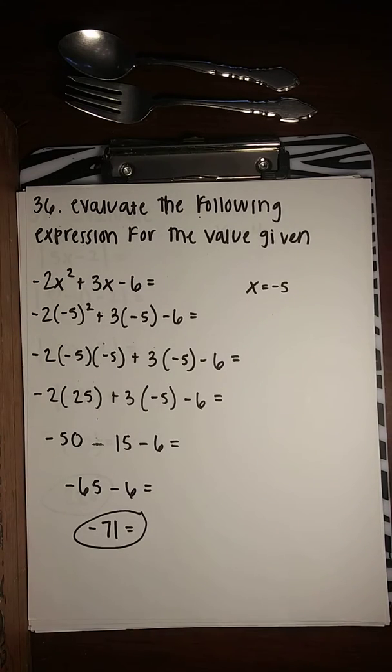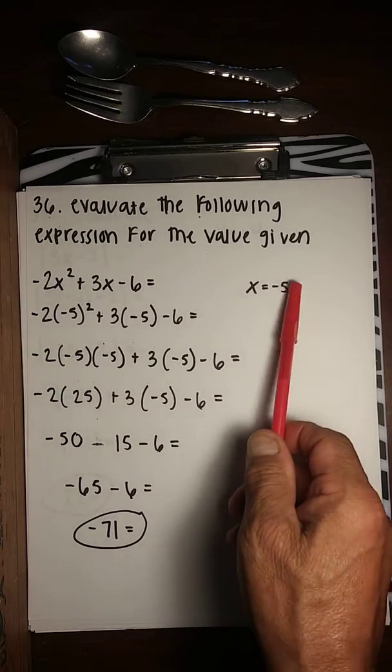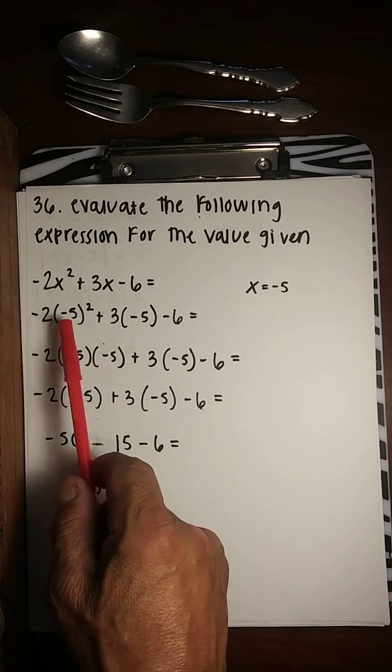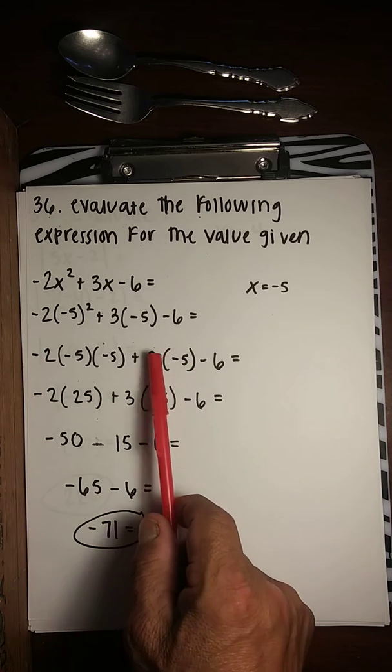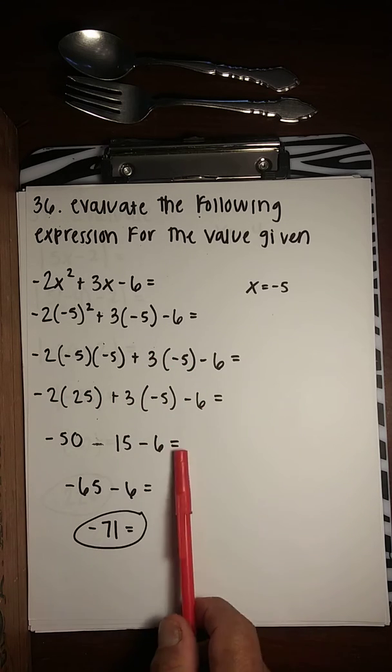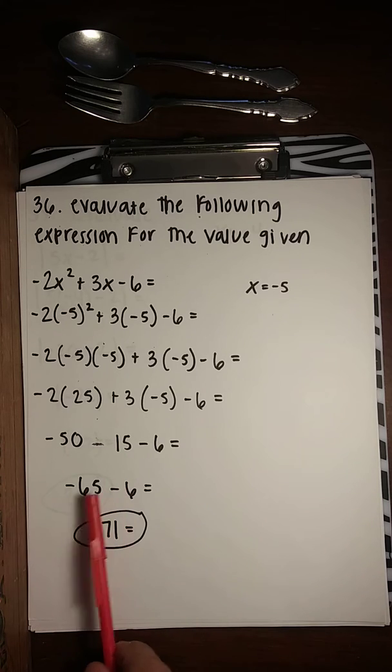Evaluate the following expression for the given value. Put a -5 in there for all the x's. So a -5 to -5. 25 times that is -50. That times that is going to give you -15. Bring this -6 down. This and this is -65. Bring -6 down, and that's going to give you -71.